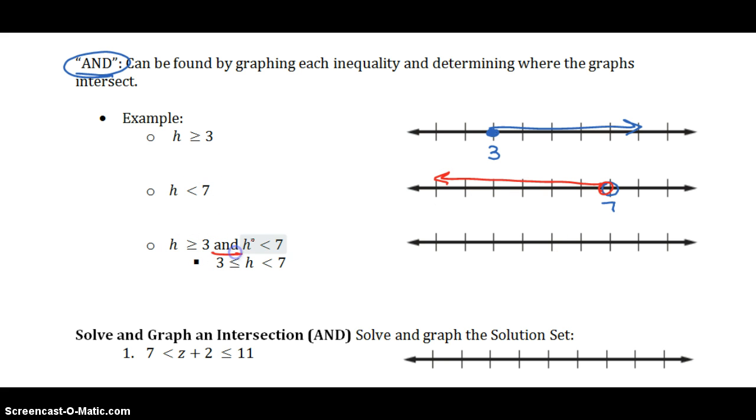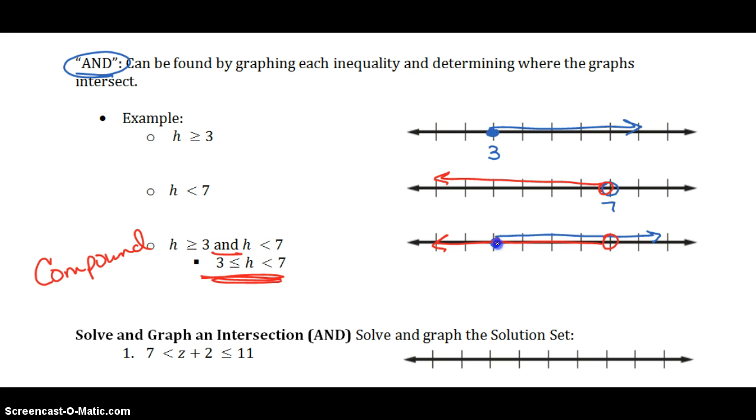And then if we have it as a compound, this one is a compound because it's given to us both at the same time. H is greater than or equal to 3 and less than 7. That means they want us to put them both on the same graph. I wish that my 2 colors would mix truly. 3 is still in blue, and h less than 7, I'm going to still do that in red. And the solution is where the 2 overlap. Red and blue make purple.